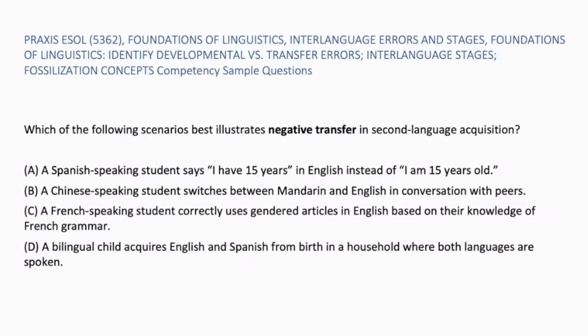Let's walk through the process of elimination. B is code switching. C reflects positive transfer. D describes learning two languages at the same time and is not transfer. A is the correct answer. This is an example of negative transfer, where the learner applies a structure from their first language that does not work in the second language. In Spanish, age is expressed with the verb tener, to have, not ser or estar, to be, leading to errors like "I have 15 years."